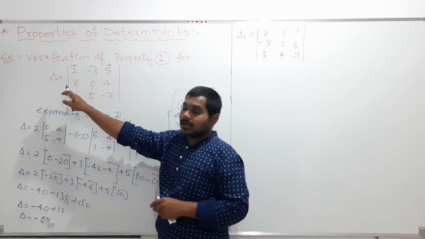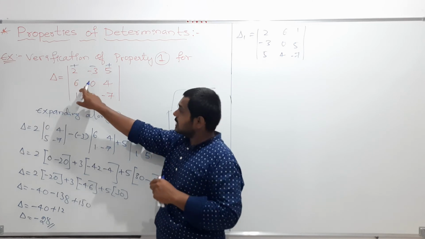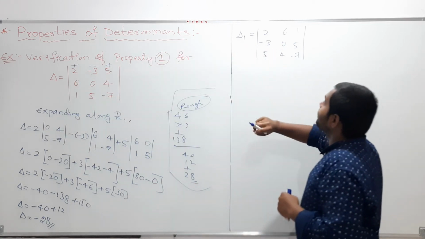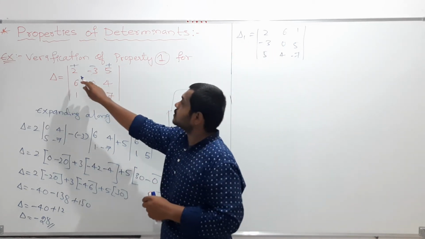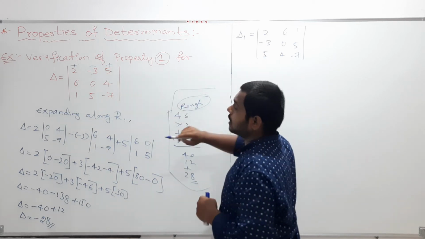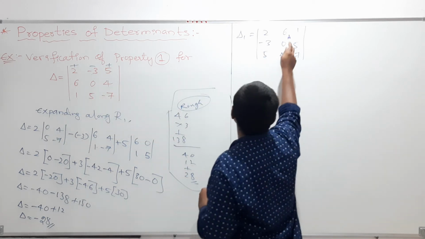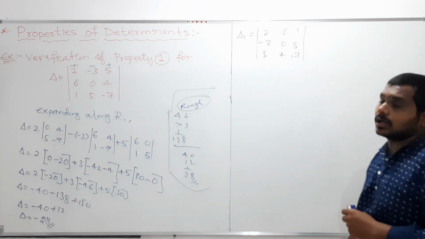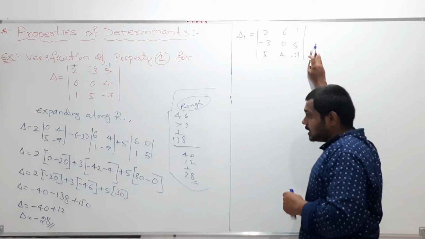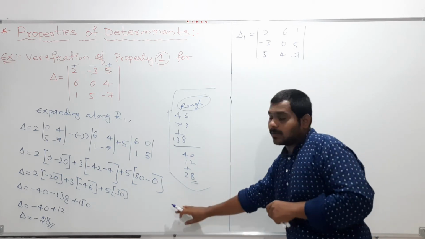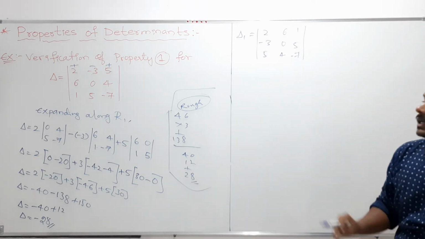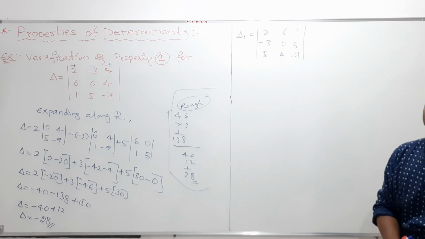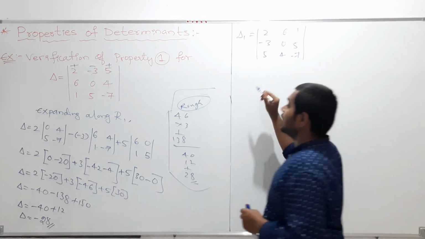So this is the delta, whatever delta we have. To this I am interchanging rows into columns. So after interchanging, the first row 2, minus 3, 5 becomes a column, the second row 6, 0, 4 and third row 1, 5, minus 7. I interchange the rows into columns. Now if you solve this, again you will get the same value. That is the meaning of the first property. Clear? Now I will solve again.